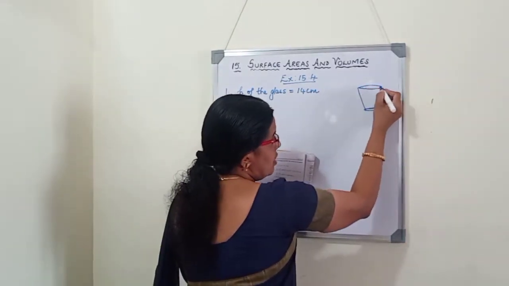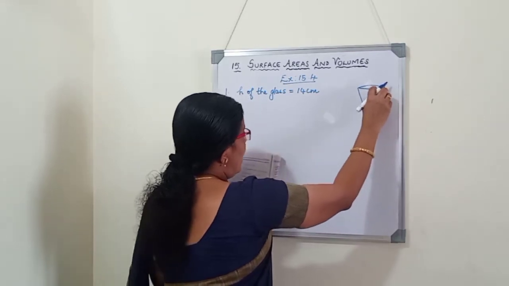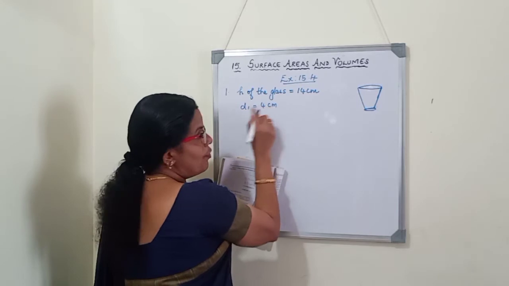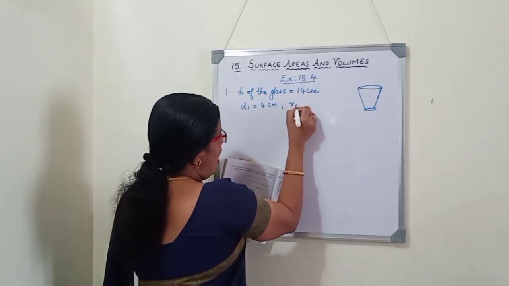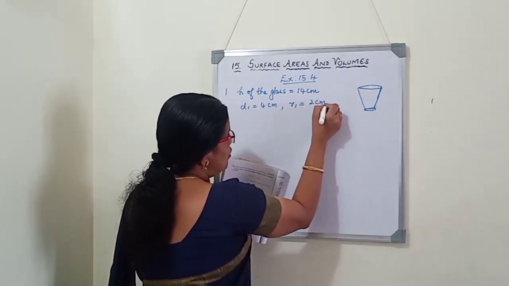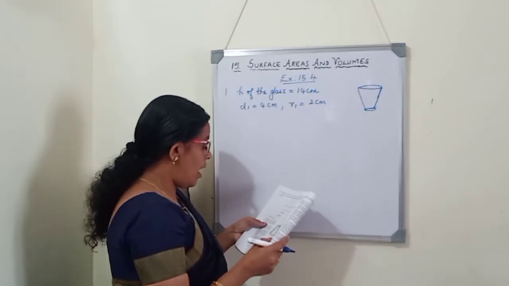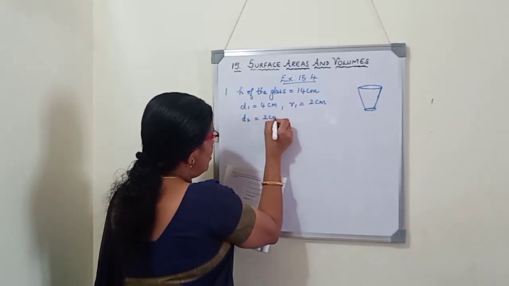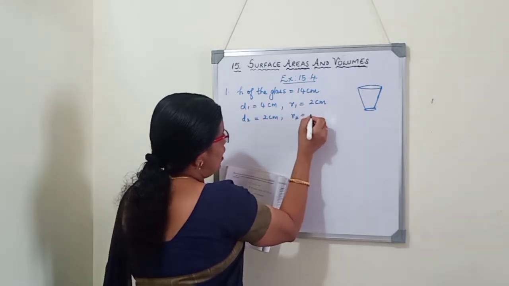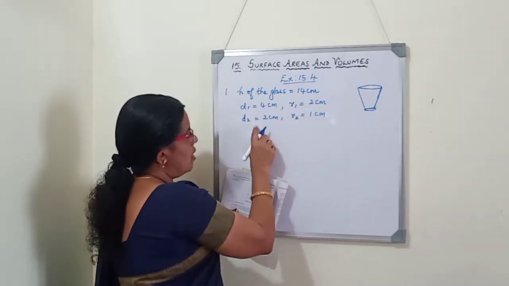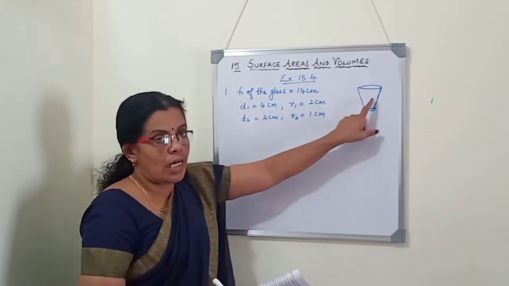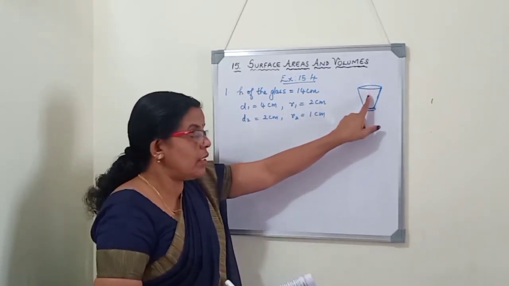So here diameter is more, so this we will take it as D1. Diameter is 4 cm. So if D1 is 4 cm, R1 will be half of that, 2 cm. And the second diameter is 2 cm, D2 is 2 cm. Therefore R2 is 2 by 2, 1 cm. So these are the two radii. And we wanted to find the capacity of the glass. How much? Volume of this glass.